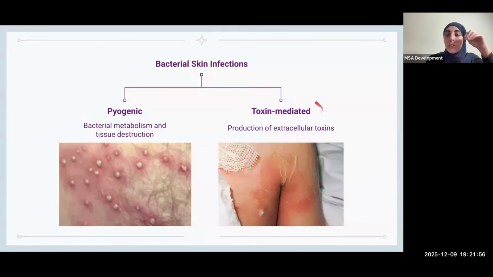This is in contrast to toxin-mediated infections, because here the bacteria is not necessarily in the skin lesion. The bacteria is just floating around the body, making the toxin, and the toxin is going to cause this skin manifestation, but the bacteria itself is not necessarily there. It's somewhere else releasing the toxin, and the toxin is doing all the damage at the site. So in pyogenic, the bacteria itself is causing the damage. In toxin-mediated, the extracellular toxin, produced somewhere different, comes here and causes the damage.